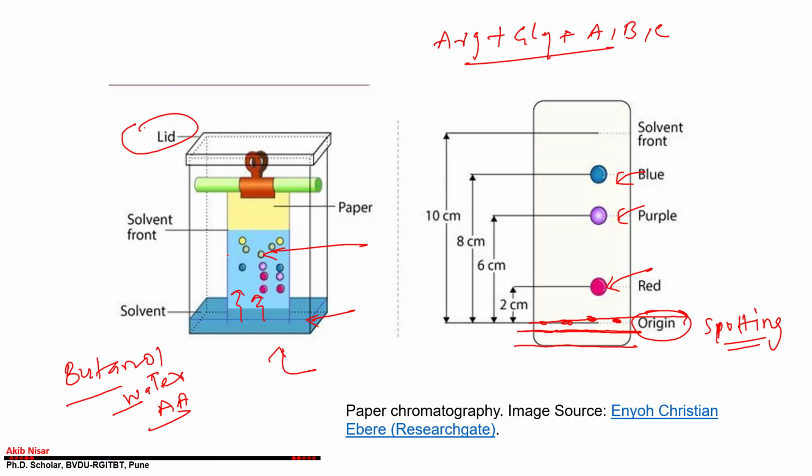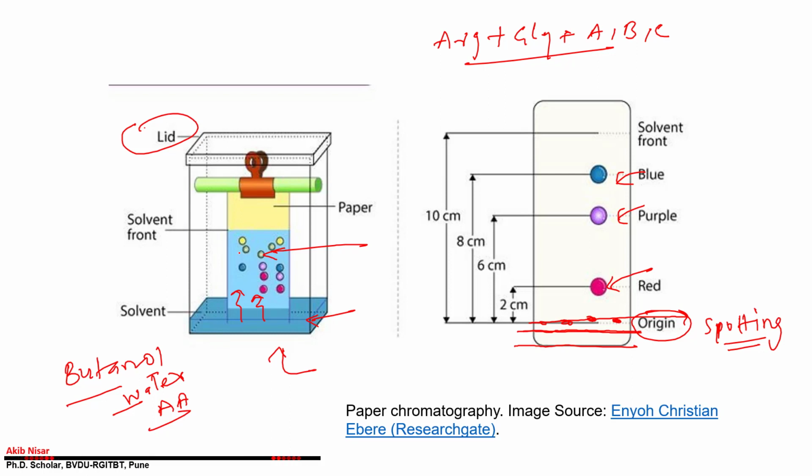You have to air dry it, and after air drying, you have to spray ninhydrin solution, because ninhydrin reacts with these amino acids and gives a different color, basically purple to blue. For all the amino acids, ninhydrin reacts and gives a purple to blue color. But for proline, it gives a yellow color. This is another concept I will discuss later in other lectures: why proline gives a yellow color and other amino acids give a blue or purple color. It's a different concept.